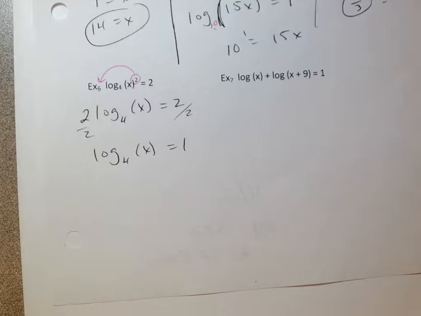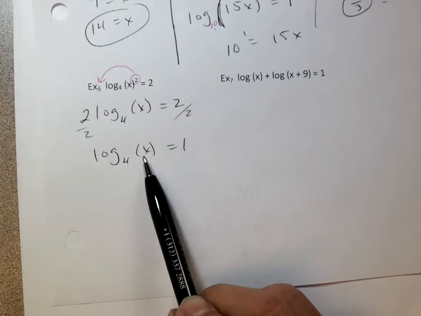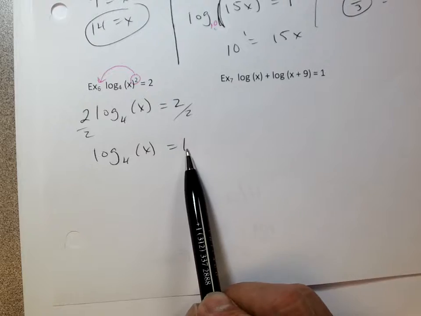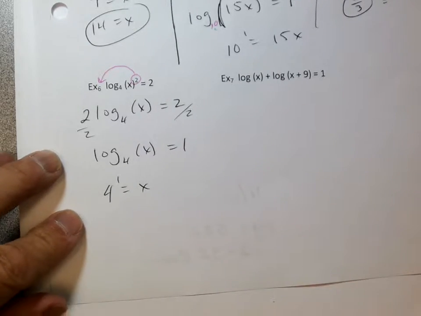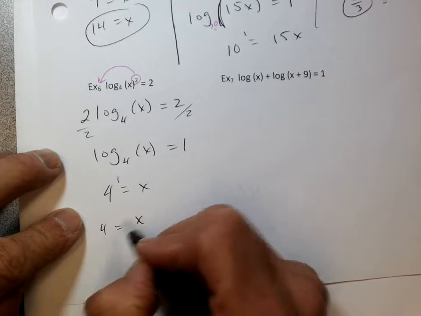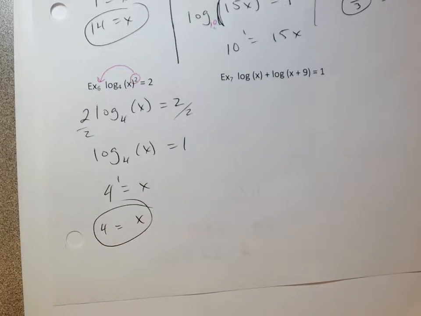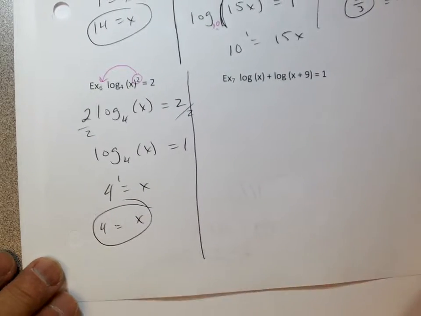Let's change it to exponential form. 4 to the 1 power equals x, right? We'll go 4 to the 1 power equals x, or x equals 4. Okay? Not too bad. Okay, here comes the fun one. There's got to be at least one fun one in here. You ready for the fun one?